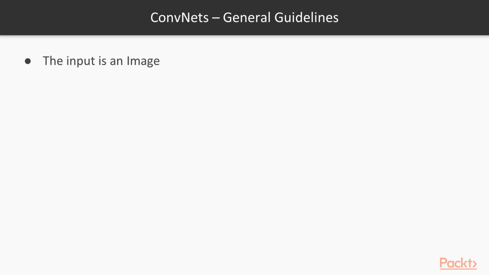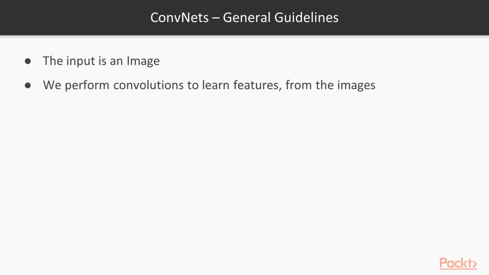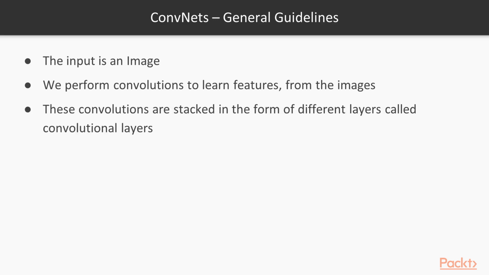Just a little bit of general guidelines while actually working with convolutional neural networks. In a convolutional neural network, an input is generally an image, first of all. So we perform convolutions to learn features from the image. In traditional tabular data, we consider columns as the features and the labels as one column, right? But in a convolutional neural network where the input is an image, we do a convolution operation to learn features from images. We do different types of convolutions to learn different features. These convolutions are stacked in the form of different layers called convolutional layers.